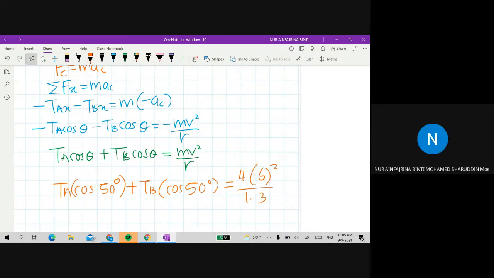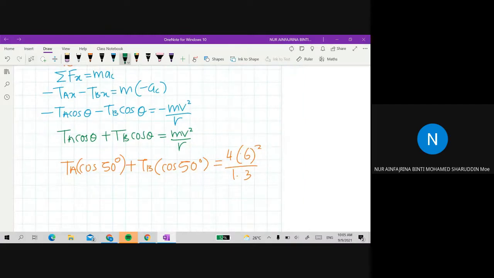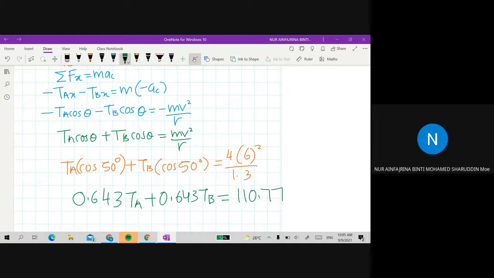So if korang press your calculator, you will get 0.643 tension A tambah dengan 0.643 tension B equals to 110.77. So this is going to be your first equation. Alright? Okay, now this is your first equation.